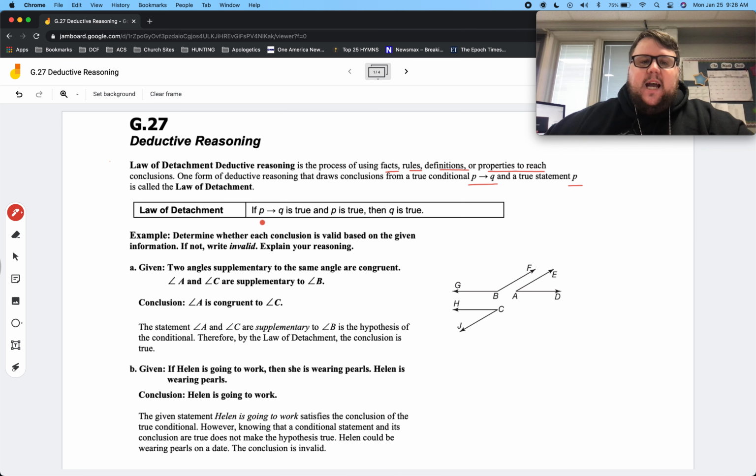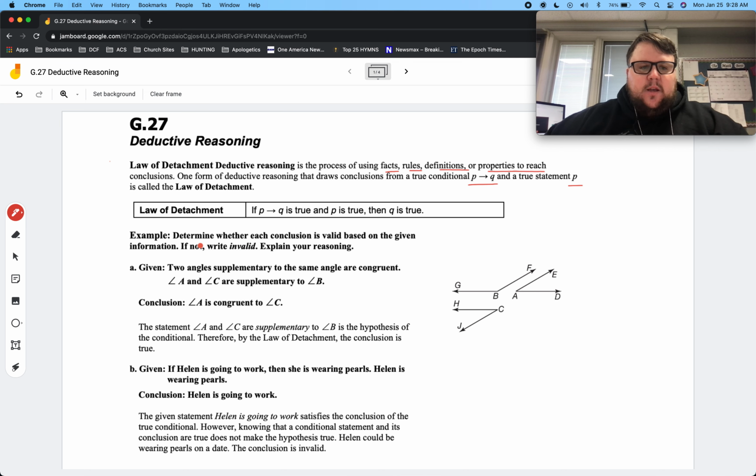So the law of detachment says if P implies Q is true and P is true, then Q is true. So think about that. If P implies Q is true, and then we say if P is true, then Q is true. That's called the law of detachment.